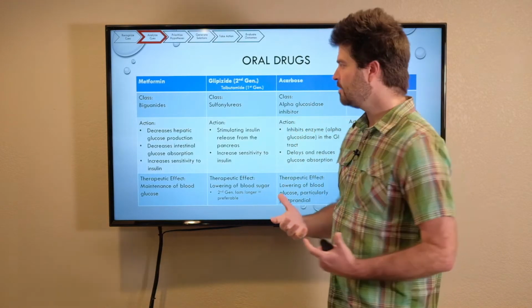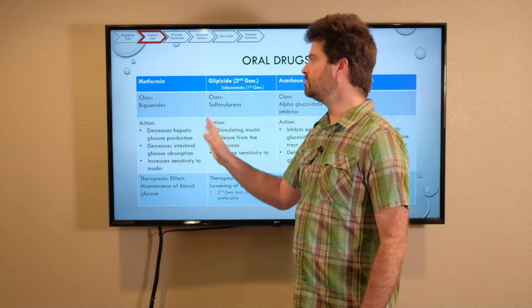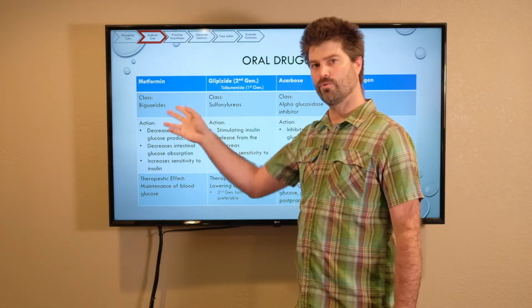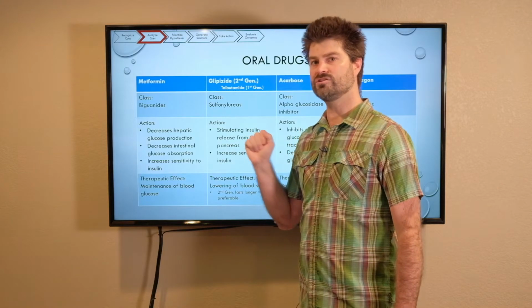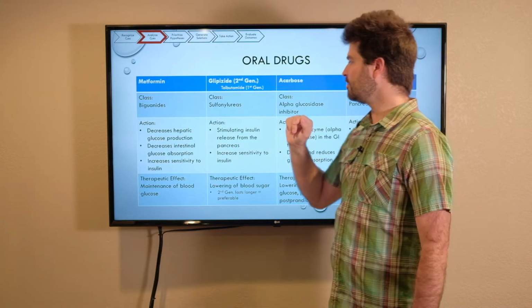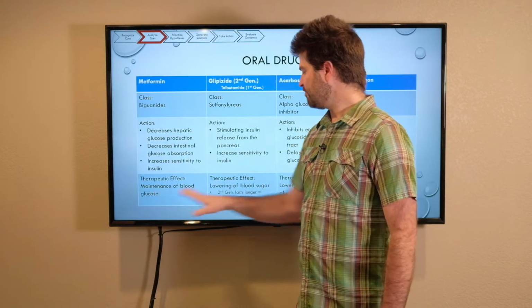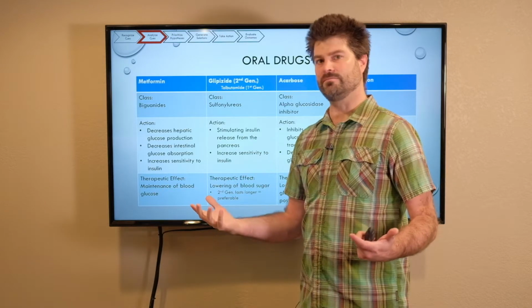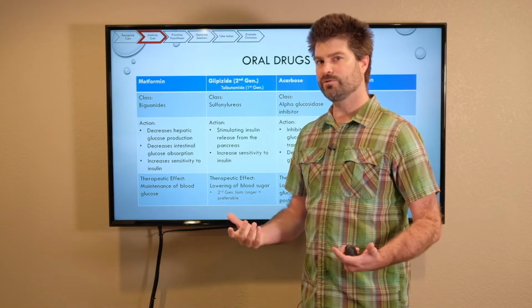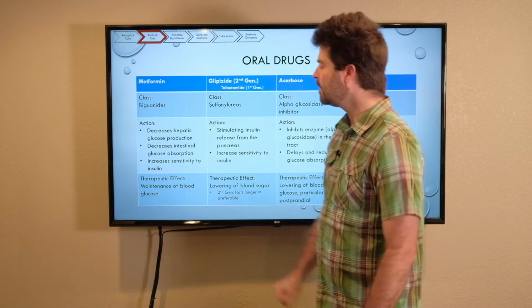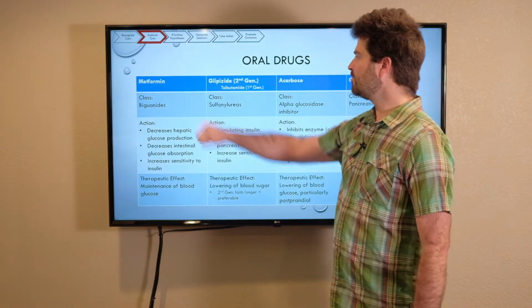Some patients can be successful controlling their type 2 diabetes only taking oral anti-diabetic medications, either biguanides or sulfonylureas. Our therapeutic effect for both is kind of the same. It's diabetes. Management of blood sugar is kind of the name of the game. So that's what's going to happen with our metformin.